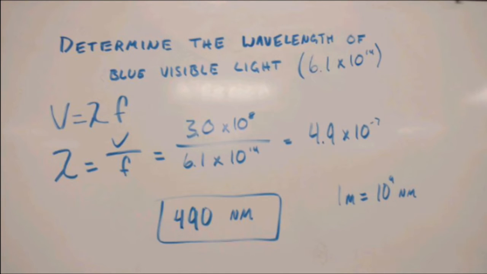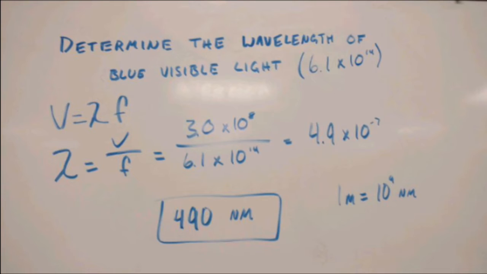So the second problem says, determine the wavelength of blue visible light. And they give us a frequency of 6.1 times 10 to the 14th. So we use the same wavelength formula, which is velocity equals wavelength times frequency. And then we solve for the wavelength, which gives us velocity over frequency.